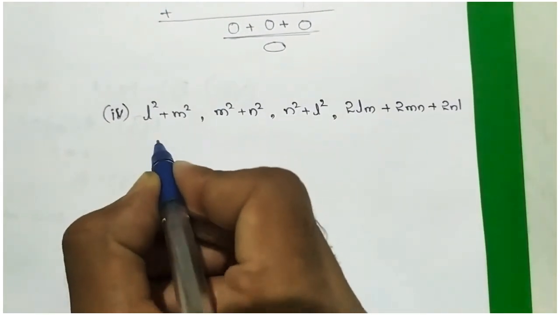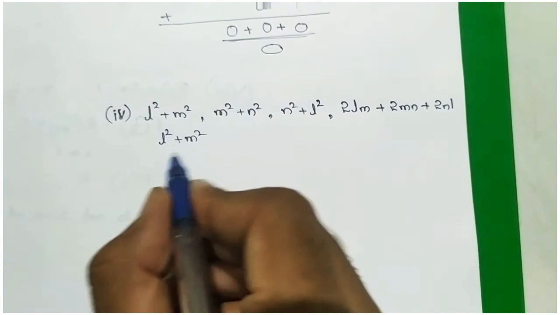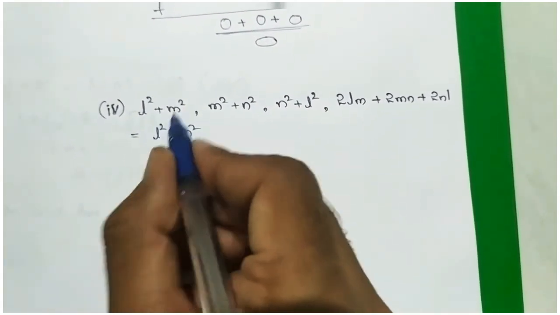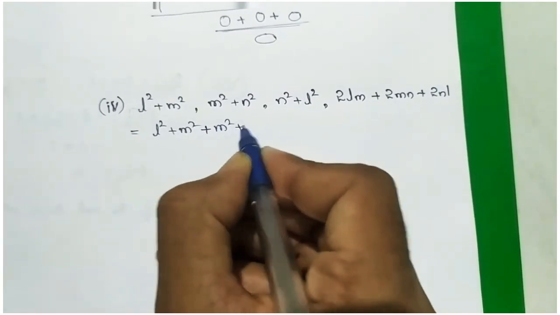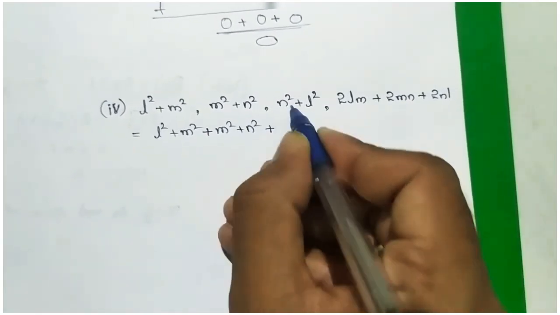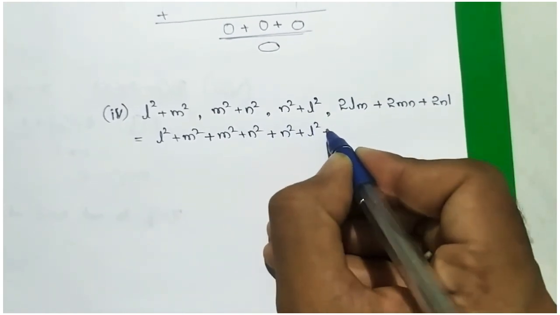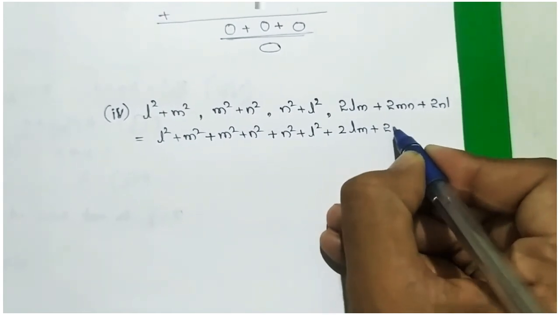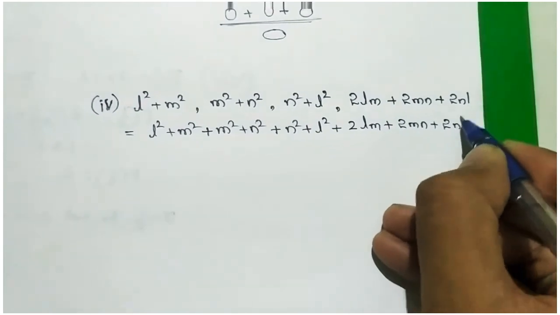L square plus m square. Okay, in the normal way I will show you how to add. L square plus m square, and plus m square plus n square, plus n square plus L square, plus 2lm plus 2mn plus 2nl.